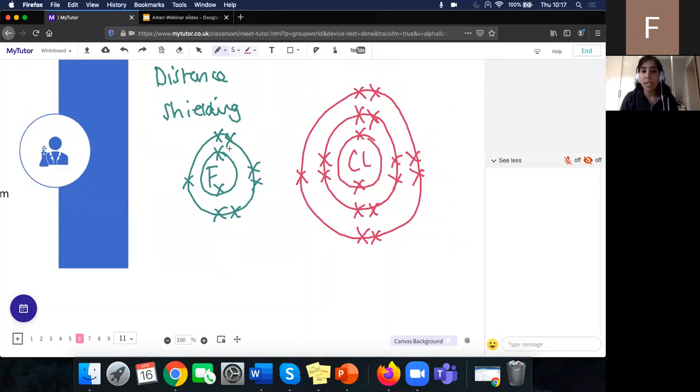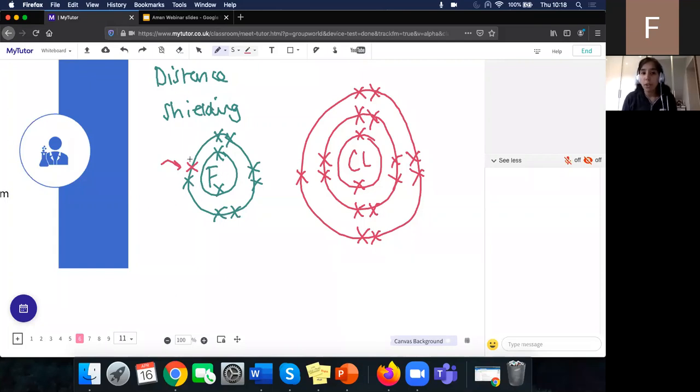So for fluorine to gain an electron, that electron needs to be attracted to the protons in the nucleus. So what that means is if this one here wants to gain that electron, it's easier for fluorine because this outer electron shell is closer to the protons in the nucleus.